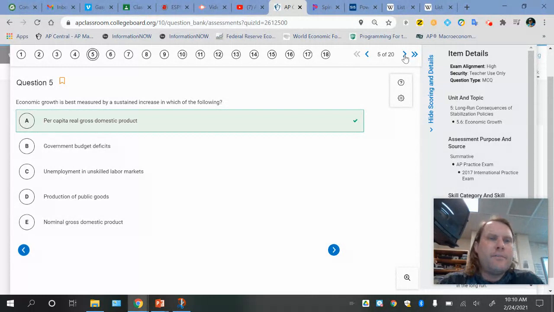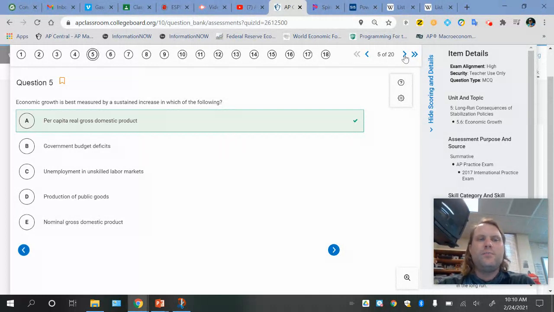All right. Economic growth is best measured and sustained by a sustained increase in which of the following? This is our long run aggregate supply curve. So what's going to cause our aggregate supply curve to move to the right? Well, per capita real GDP, that means more people are more productive. An increase in per capita GDP means we're using the same amount of resources to produce more stuff. That's going to cause economic growth.